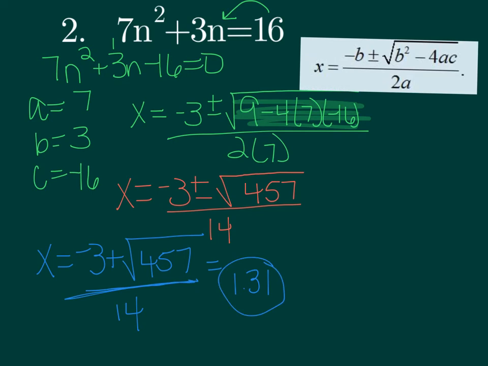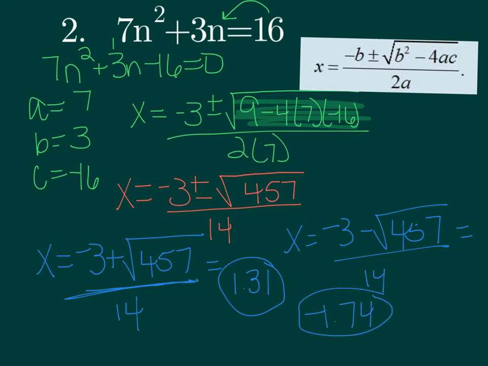Now in my calculator, I'm going to put x equals negative 3 minus the square root of 457 equals, and then divide by 14, and I get negative 1.74. And those are my 2 answers. Okay. Again, we're going to do some more. I know that's a lot, but just think of it as a substitution problem.